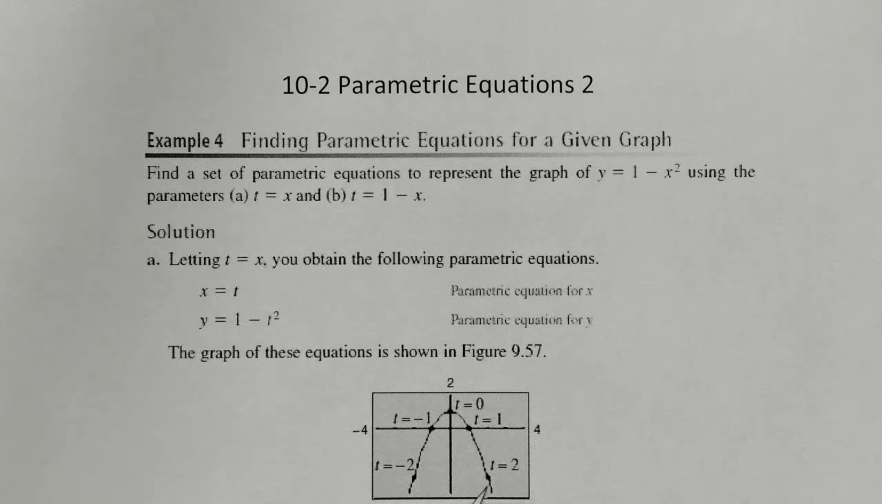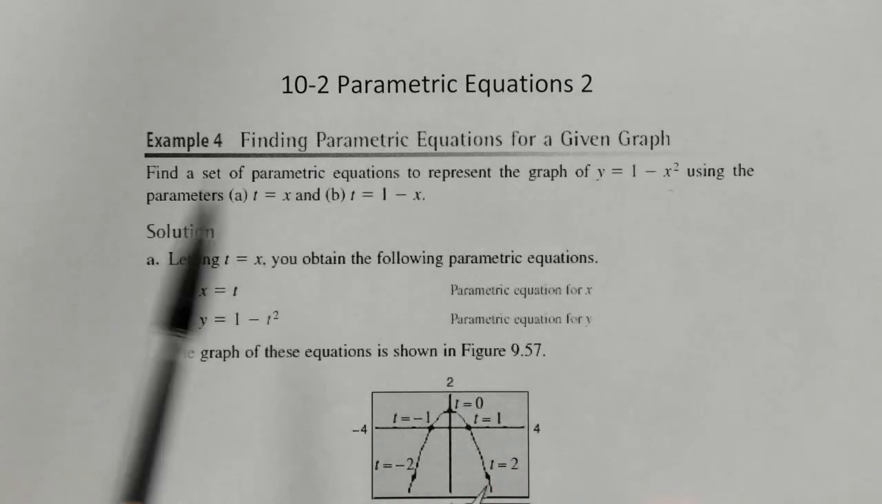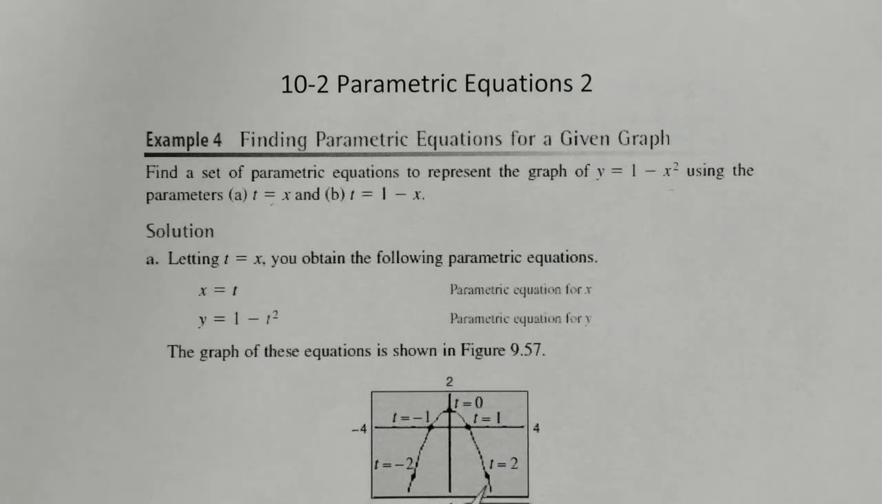All right, so in this section 10-2, we're looking at parametric equations part 2. Last time we had a set of parametric equations, and we wrote them in rectangular form by eliminating the parameter and just writing an equation for y in terms of x. This time we're doing it backwards. We're starting with the rectangular equation, y in terms of x, and using a parameter we're going to write the parametric equations.